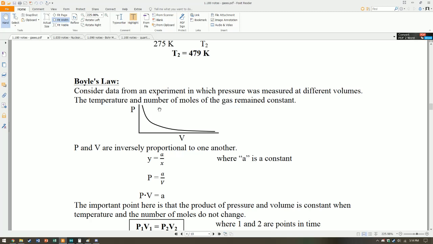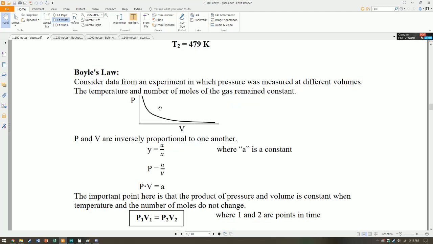By inversely proportional, I mean if you double the pressure, you halve the volume, and so on and so forth. So 1 over whatever. So P times V is A, that's what I mean here. And the reason for this physically is quite simple.